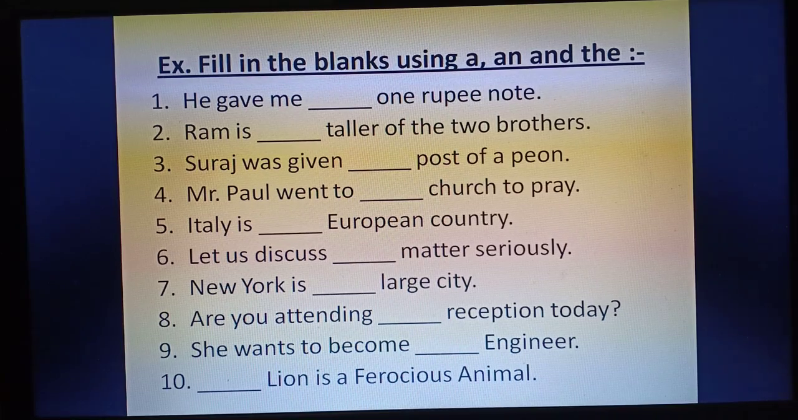Number 5. Italy is dash European country. Again, what will we put here? A or an? Italy is a European country. Why? Because European, even though it begins with E, a vowel, has the sound of a consonant. That's why we will use a here. Italy is a European country.